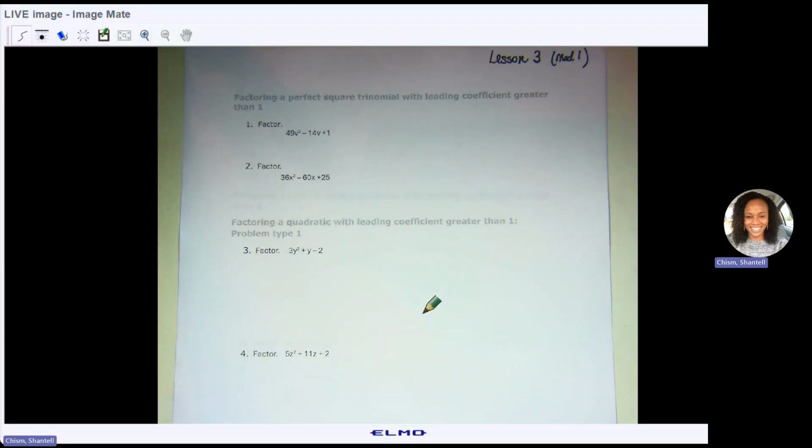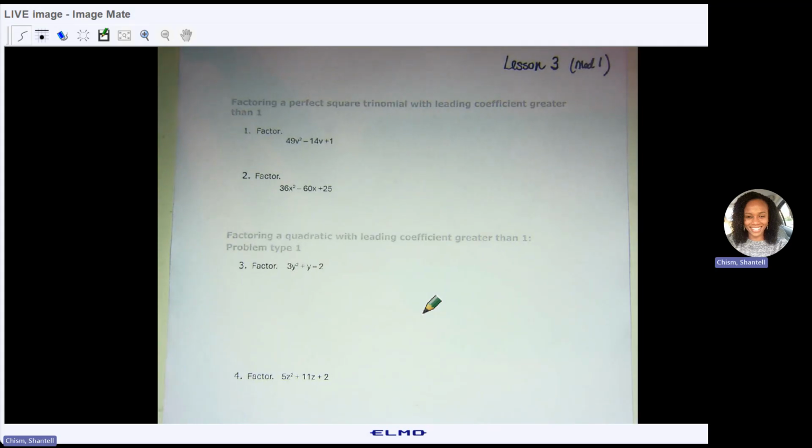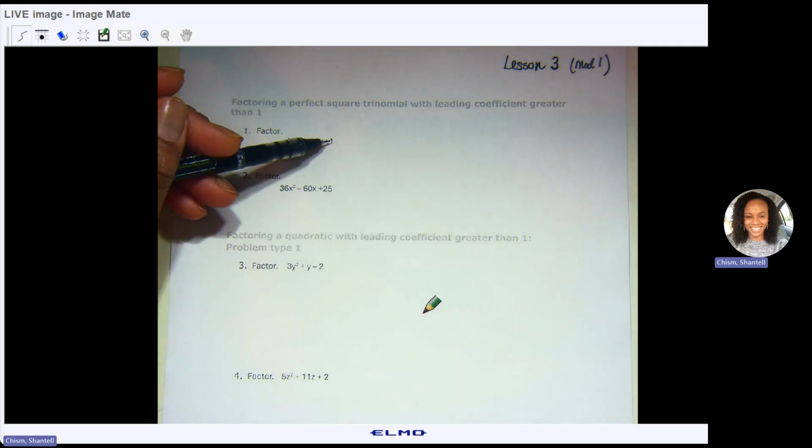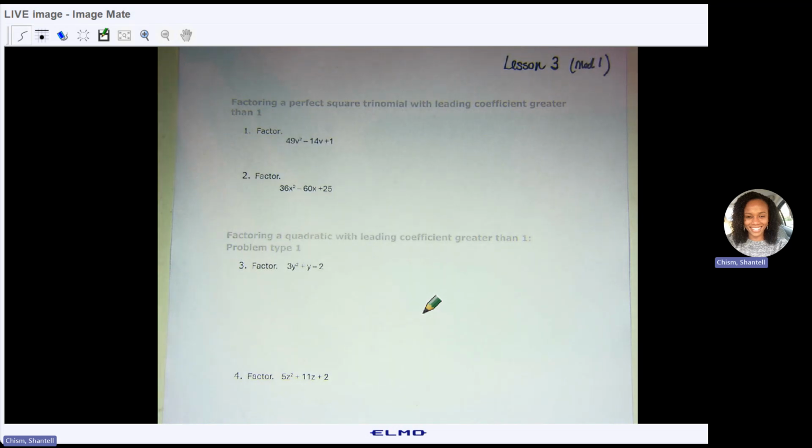All right, I went ahead and printed out some problems. Let me remove the pages beneath so that they don't show through. Okay, the first couple of problems say factoring a perfect square trinomial with leading coefficient greater than 1. Even though this may look more difficult, I want you to think about perfect squares. The first term is a perfect square as well as the last term. If you notice that, this problem goes a bit easier.